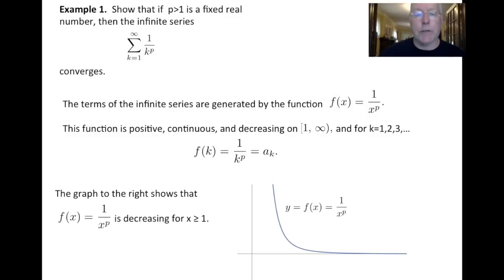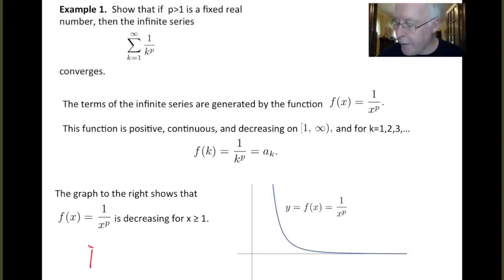And as we saw in the last video, sometimes it's enough to check the decreasingness of f just by looking at the graph. So here's what the graph of 1 over x to the p looks like for x greater than or equal to 1. And remember here, the number p is a fixed number greater than 1 in this particular example.